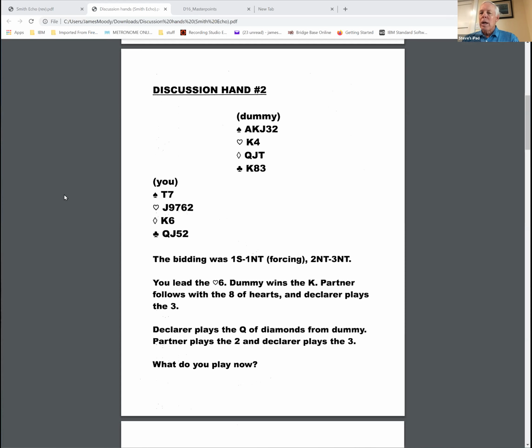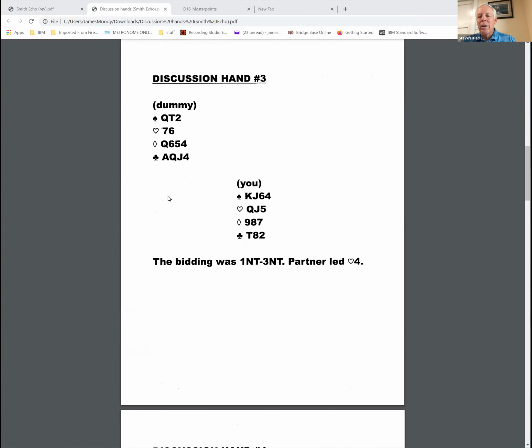All right, let's take a look at hand number 3. Now on this one, again, a simple auction, 1 no, 3 no. Partner leads the 4 of hearts. Now dummy's playing low, and you're going to put in the jack, because from equal honors, you play the low one to allow for the possibility that you do have the queen. If you played the queen in this situation, you'd be denying the jack. So you wouldn't want to do that and mislead partner.